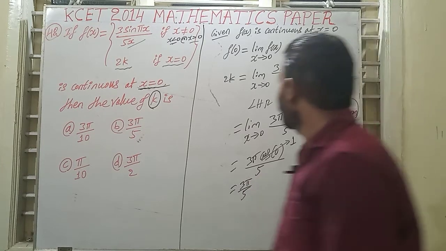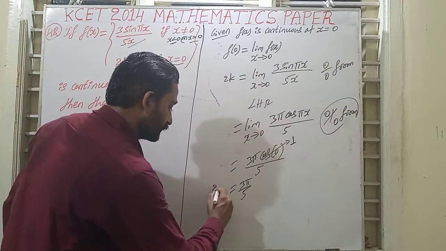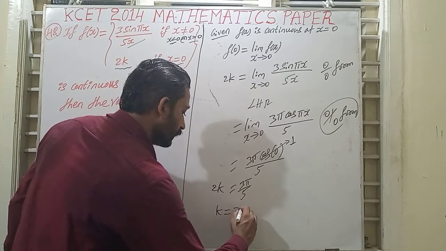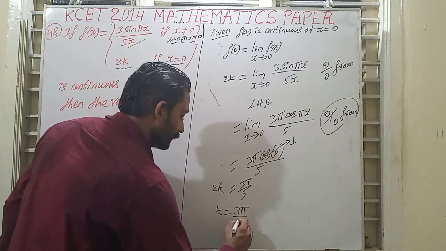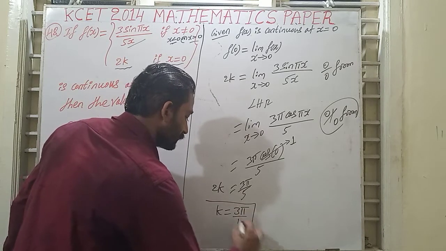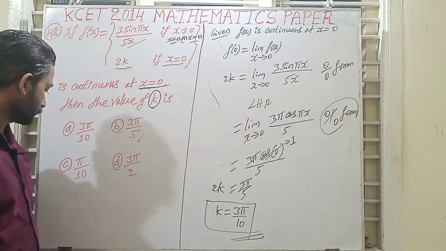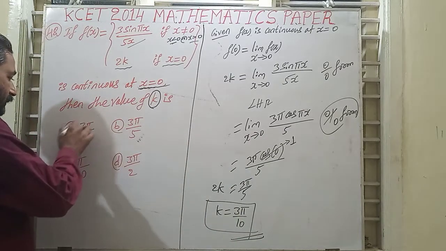So on the left hand side what is there? 2k is there. So now k is equal to what? 3 pi divided by 5 into 10. So what is the answer? K is equal to 3 pi by 10. Good answer. Which option is correct? So option A is correct.